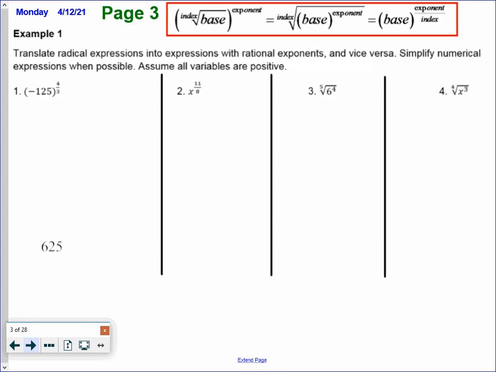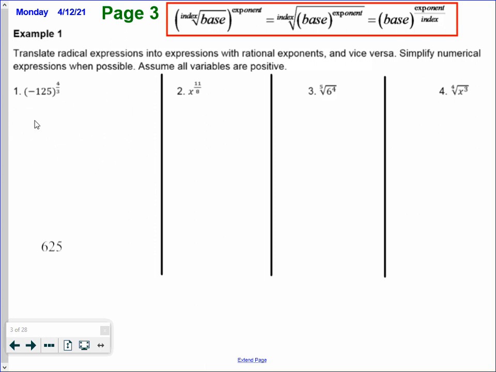On number 1, we have negative 125 raised to the 4 over 3. One way we could write this is negative 125, all of it raised to the fourth power, and the third root of all that. When we look at it like this, it's a pretty difficult problem, right? Trying to find the fourth power of negative 125 is already difficult, and then we need to find the third root of that. That's a lot of work. It's going to be pretty impossible to do without a calculator.